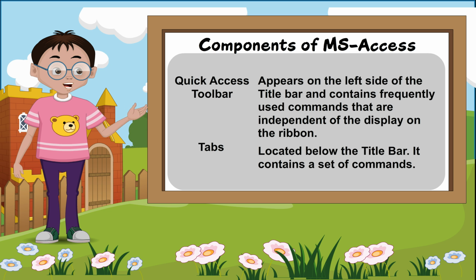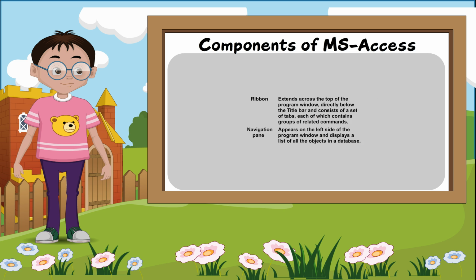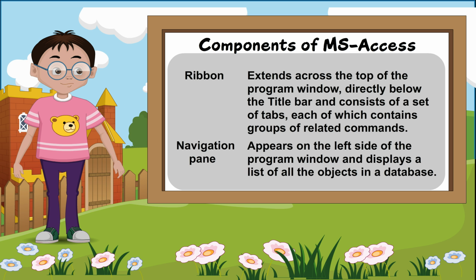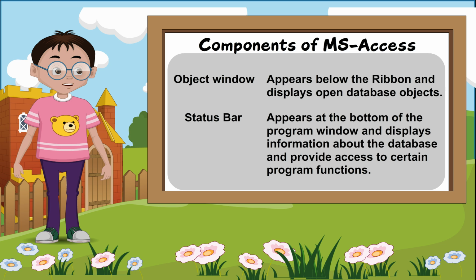Tabs are located below the title bar. They contain a set of commands. The Ribbon extends across the top of the program window directly below the title bar and consists of a set of tabs, each of which contains a group of related commands. The Navigation panel appears on the left side of the program window and displays a list of all objects in a database. The Object window appears below the ribbon and displays open database objects. The Status bar appears at the bottom of the program window and displays information about the database and provides access to certain program functions.